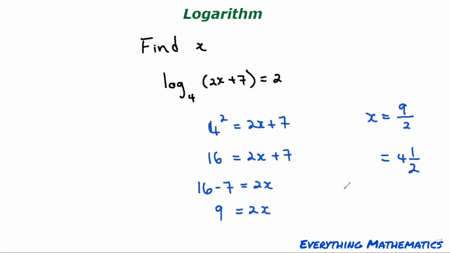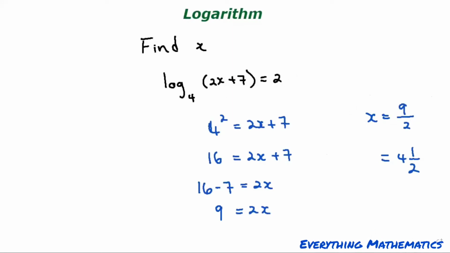One of the things you could do is always prove your answer. You could always check it and ensure that what you found is what it actually is. So when we put in this 2x, what we're looking for is 16, because 2 times this will give us 9, and 9 plus 7 will give us 16, because 4 raised to the 2 is 16.